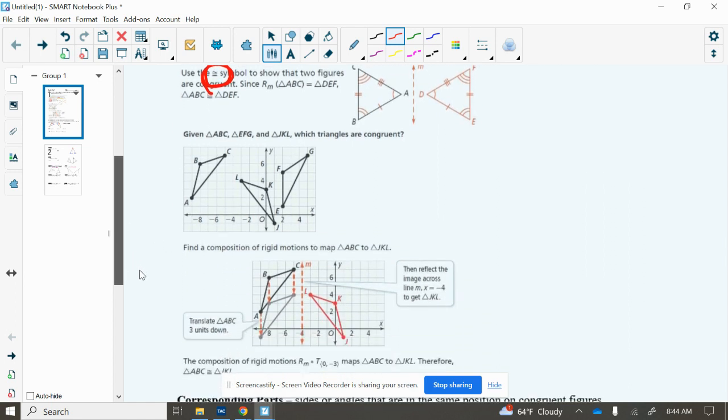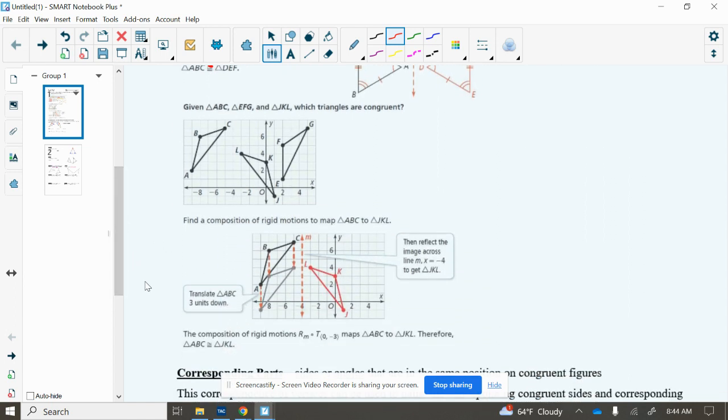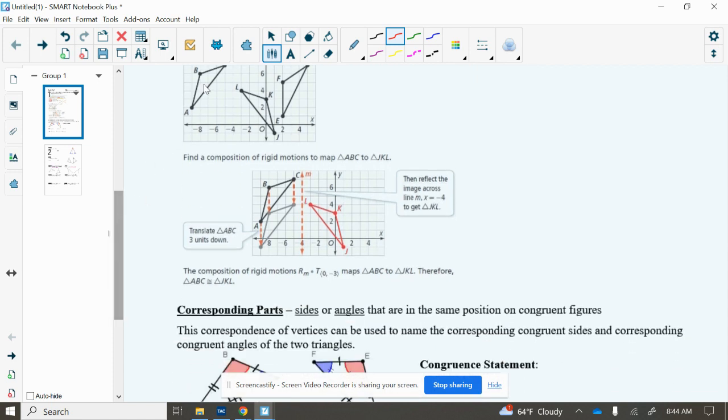Sometimes we need more than one congruence transformation to prove this. For instance, if we want to try and prove ABC is congruent to LKE, those two triangles, what we could say is, okay, I translated triangle ABC 3 units down, and then I reflected it over this vertical line, x equals -4, and that would prove that these are indeed two congruent triangles.